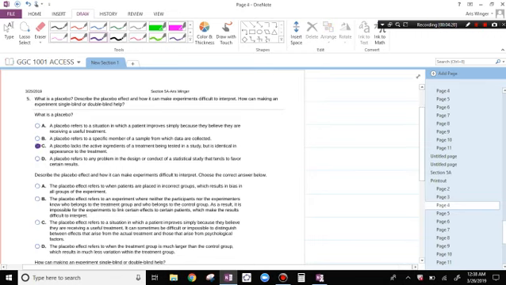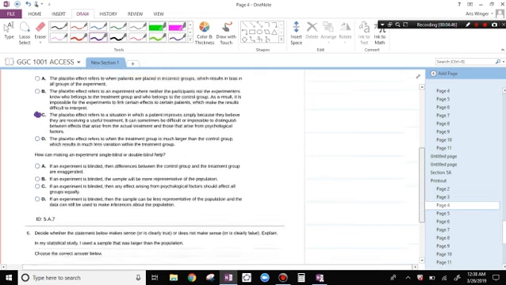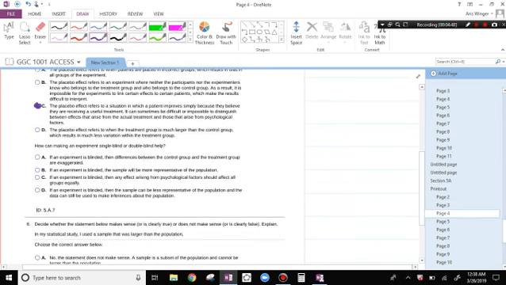Describe the placebo effect and how it can make experiments difficult to interpret. Choose the correct answer below. The placebo effect refers to a situation in which a patient improves simply because they believe they're receiving a useful treatment. It can sometimes be difficult or impossible to distinguish between effects that arise from the actual treatment and those that arise from psychological factors. So you give somebody something, you say this is going to make you feel better, even though it doesn't, you start to feel better. That's the placebo effect.